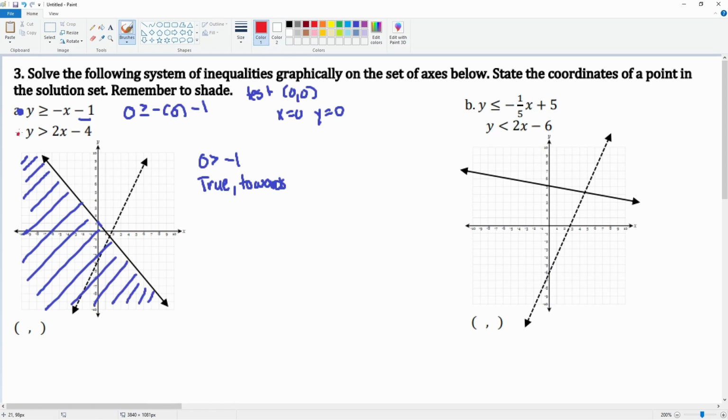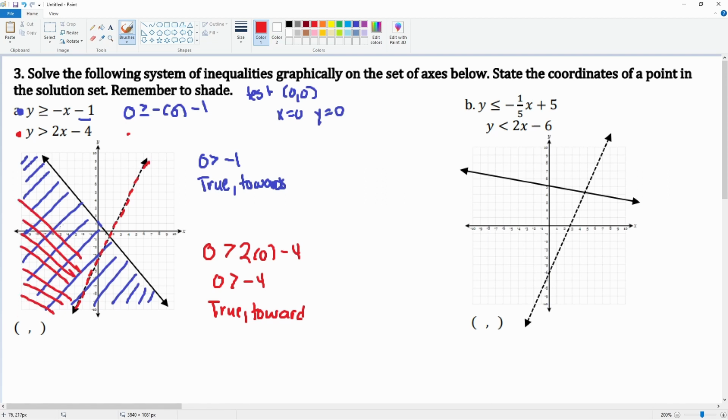Okay, then let's do the bottom one, which is red. So you plug in 0 for the y. So here's 0 for the y, greater than 2(0 minus 4). 0 is greater than -4. Let's see if that is true. Is 0 greater than -4? We say this is true. So since it is true, we are going to shade towards. This is the dashed line here. And going towards it would be to the left of it, because this is going towards the point (0, 0). This region where they intersect is the solution.